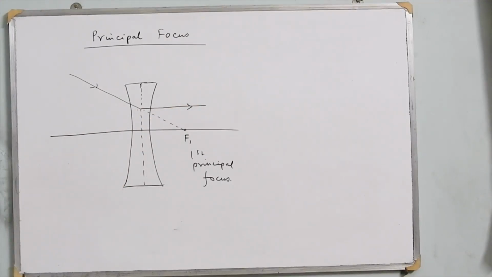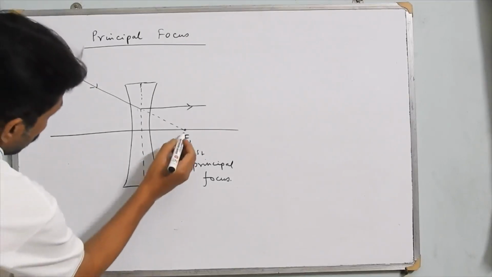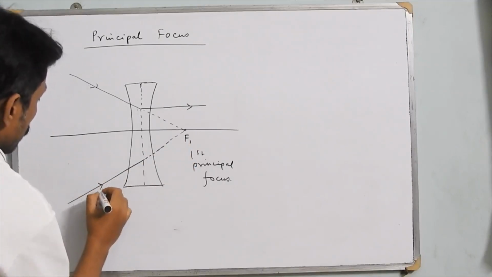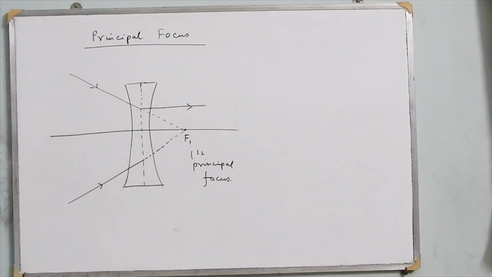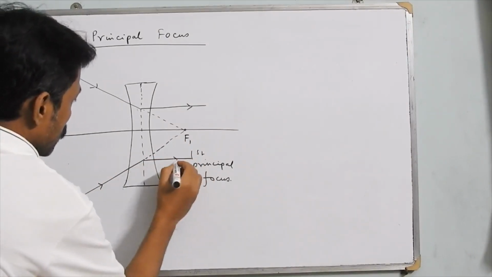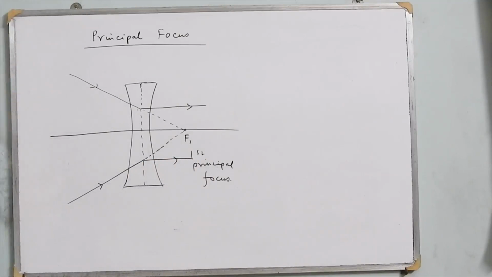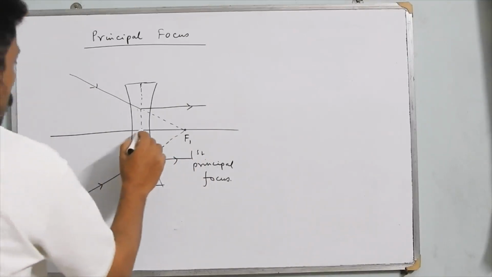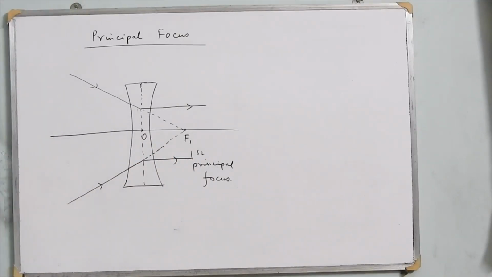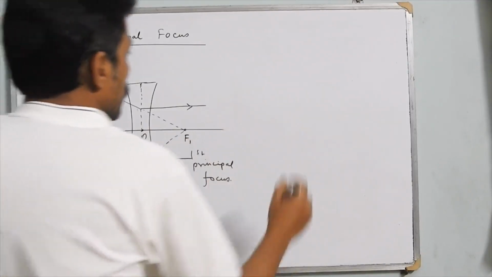So incident rays of light appearing to meet at it, after refraction become parallel to the principal axis. If I consider another ray also that appears to meet at that point, after refraction it becomes parallel to the principal axis. So that will be the first principal focus, and its distance from the optical center will be called the first principal focal length. So here OF1 is the first principal focal length.